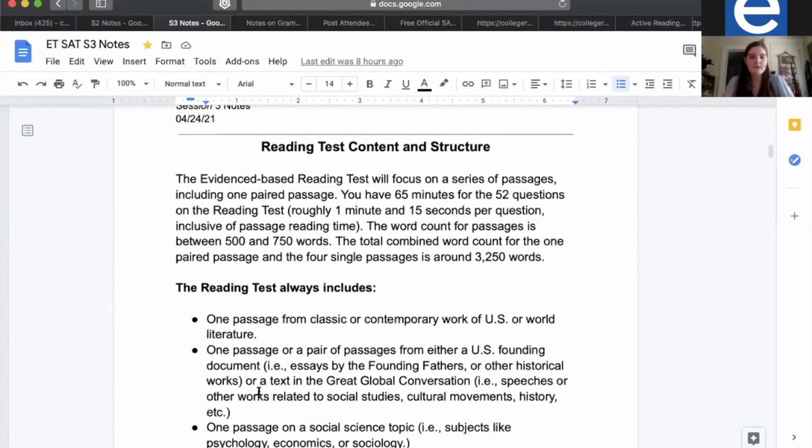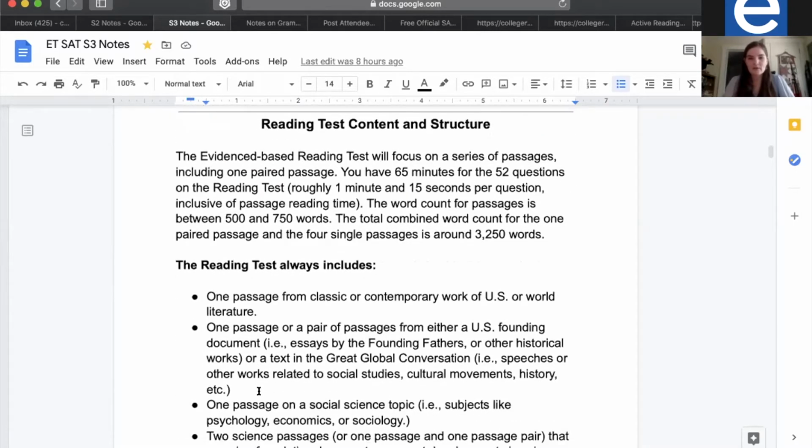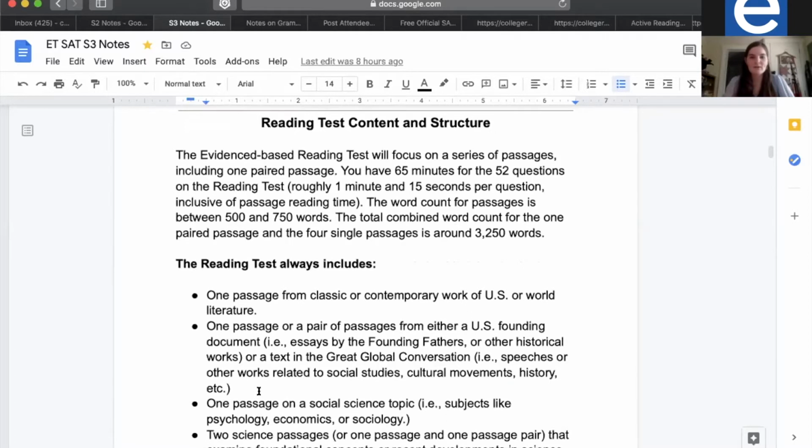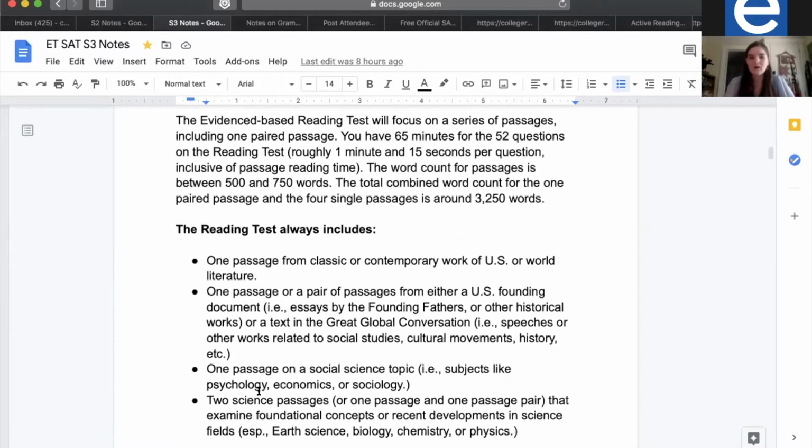Next, we have reading test content and structure. Okay, so the evidence-based reading test focuses on a series of passages. So you basically have, I believe, 4 passages that are single and another one that's paired. You have 65 minutes for the 52 questions, which we've said before. So that's roughly 1 minute and 15 seconds per question, including passage reading time.